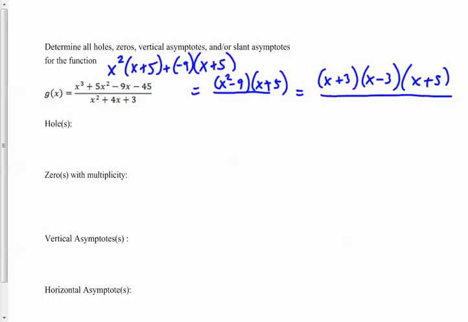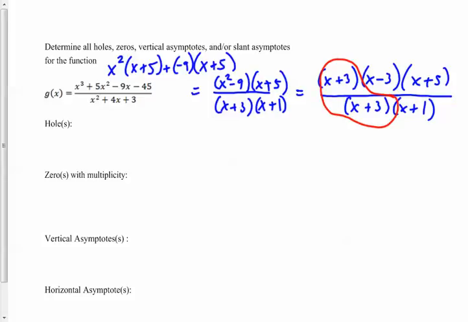For the denominator, it's a quadratic. The product of the factors is 3. The sum is 4. So x plus 3 times x plus 1 should factor the denominator completely. Now that we have it factored completely, we can check to see if there are any holes in this graph. In this case, there is a hole because we have this repeated factor at x plus 3.